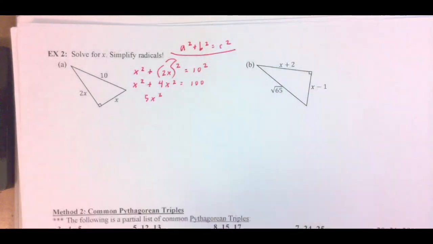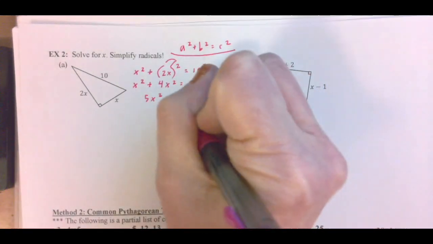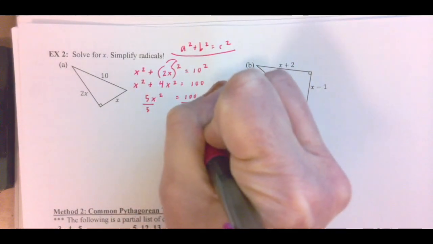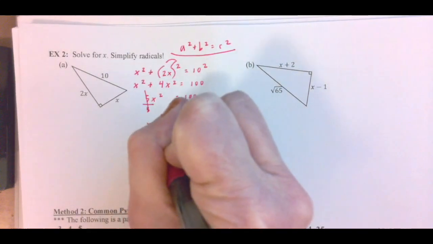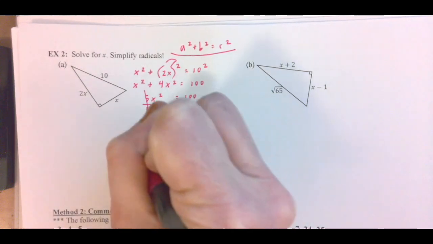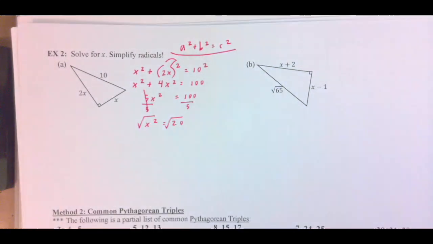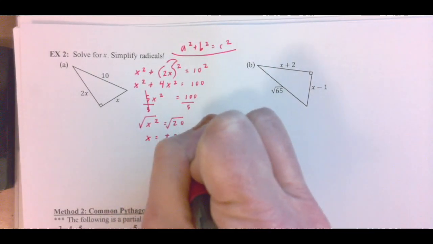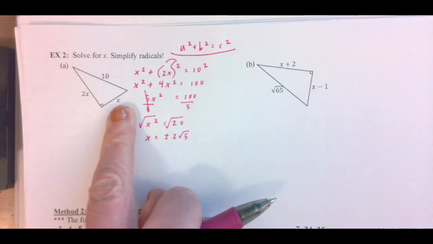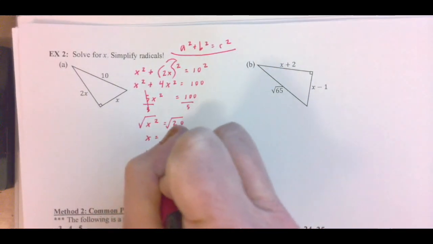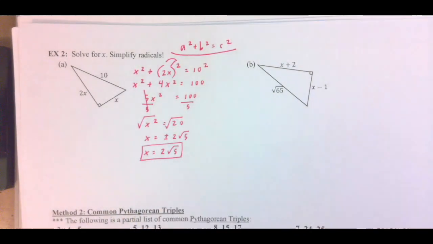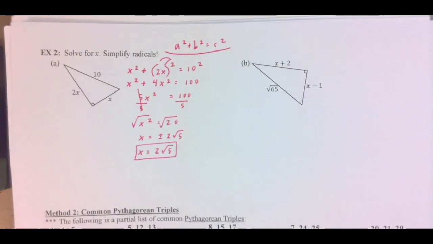Combine those like terms. So 5x squared equals 100. Divide by 5. x squared is 20. Take the square root. 20 is 4 times 5. So I would get plus or minus 2 root 5. But again, I can't have a negative. So only the 2 root 5. Okay, one more that has a little algebra.